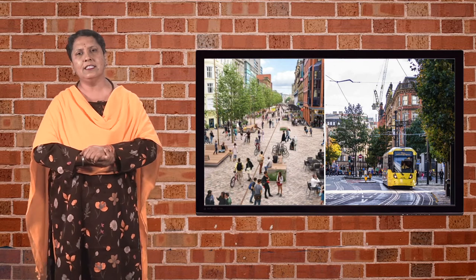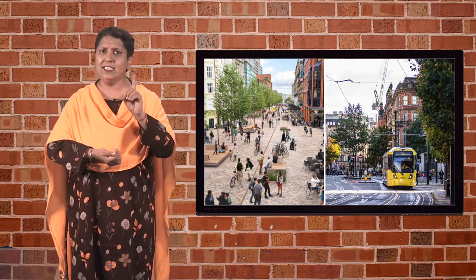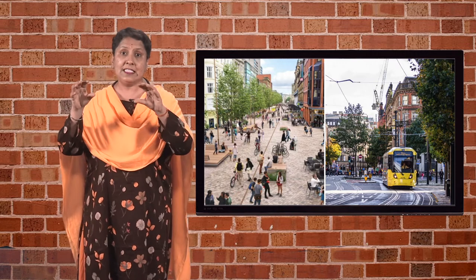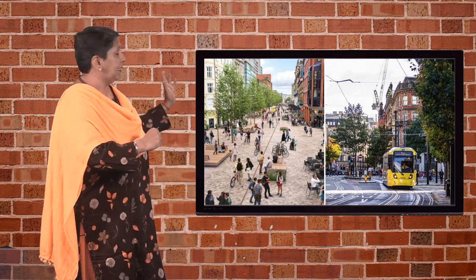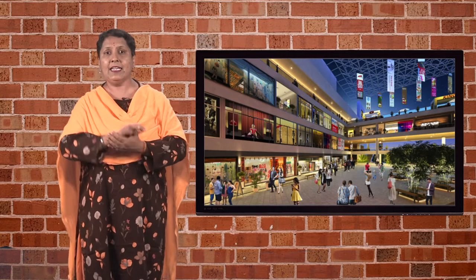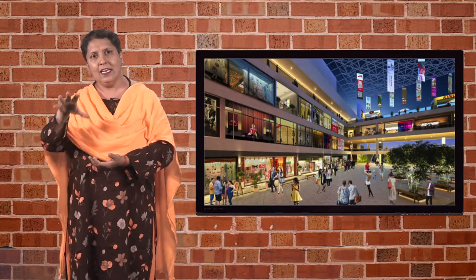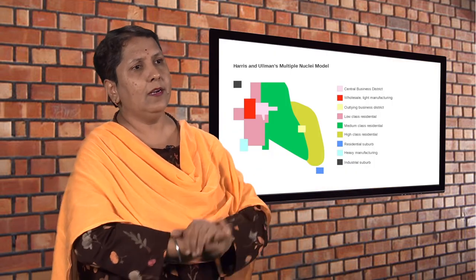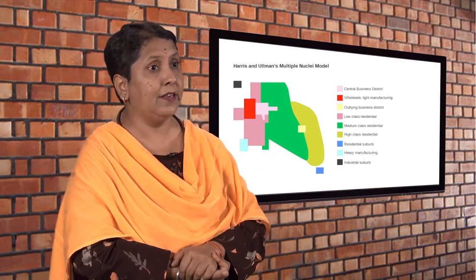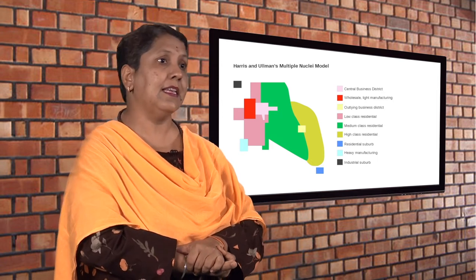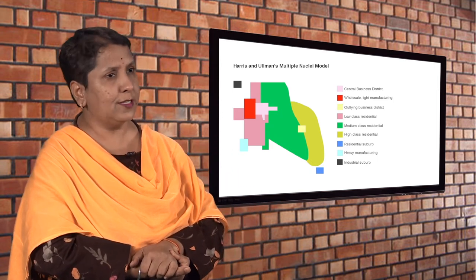According to this theory, cities do not have a single center but have many mini centers, and you can see this in the image on your screen. Similar activities locate in the same area and create mini cities within the larger city. Certain activities tend to locate in areas where they are most effective, desirable, and financially feasible. The multiple nuclei model is an economic model created by Chauncey Harris and Edward Ullman in 1945.